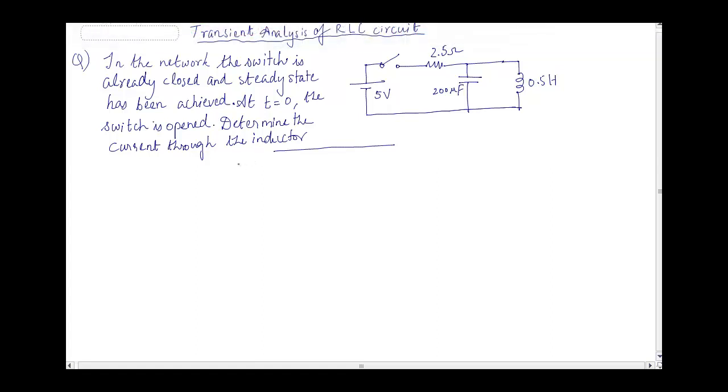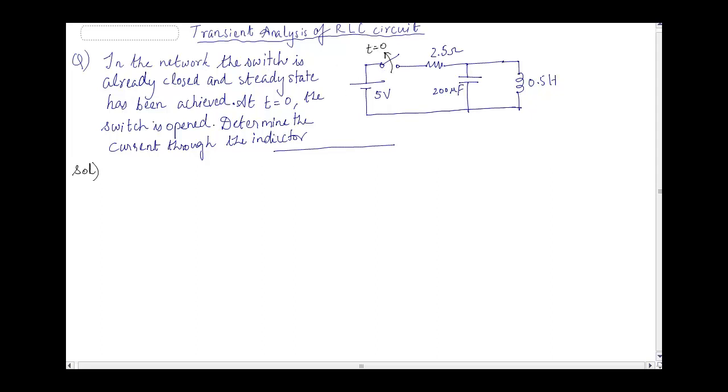So this is the transient analysis of an RLC circuit. In this circuit, we have both an L and a C together. Let's solve it. The question says the switch is already closed.